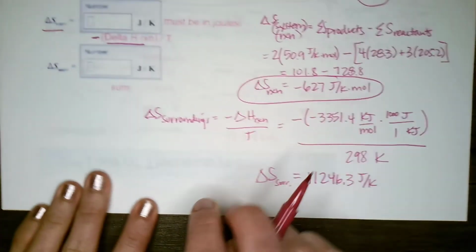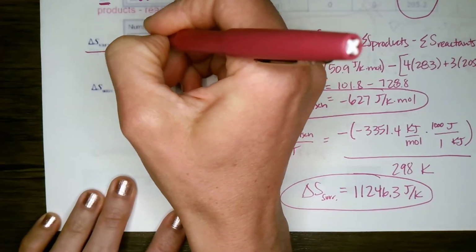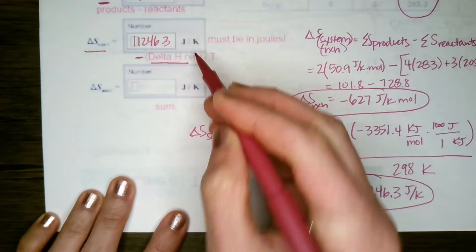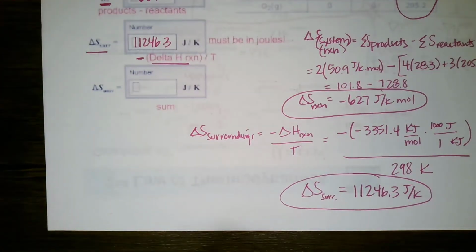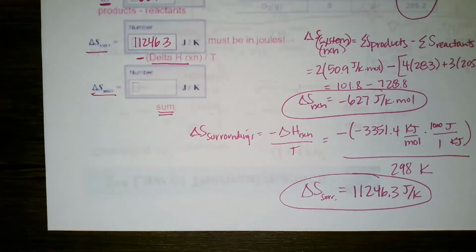And we're going to plug that in up here, 11246.3. Notice that's joules per Kelvin. And then finally, to get our entropy of the universe, we're just going to sum the two together.